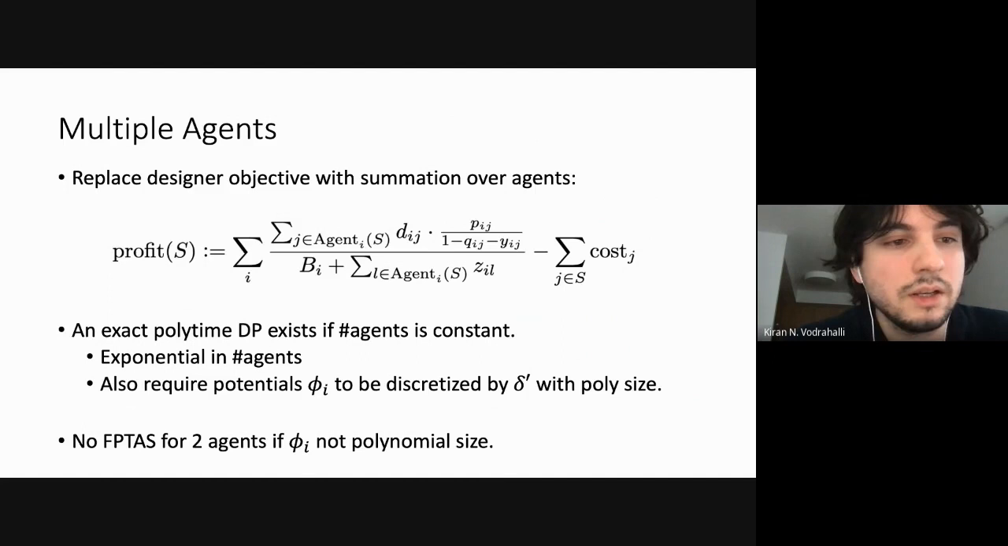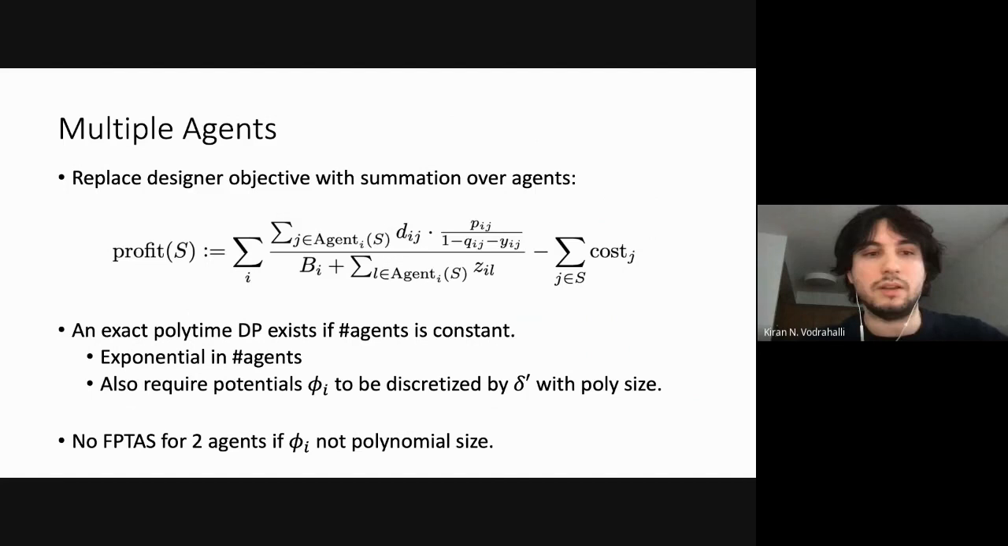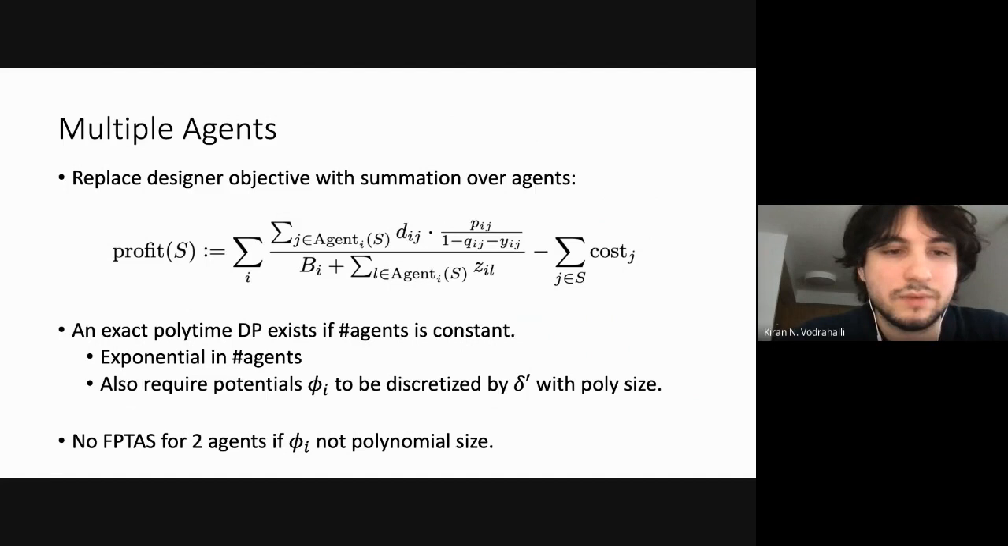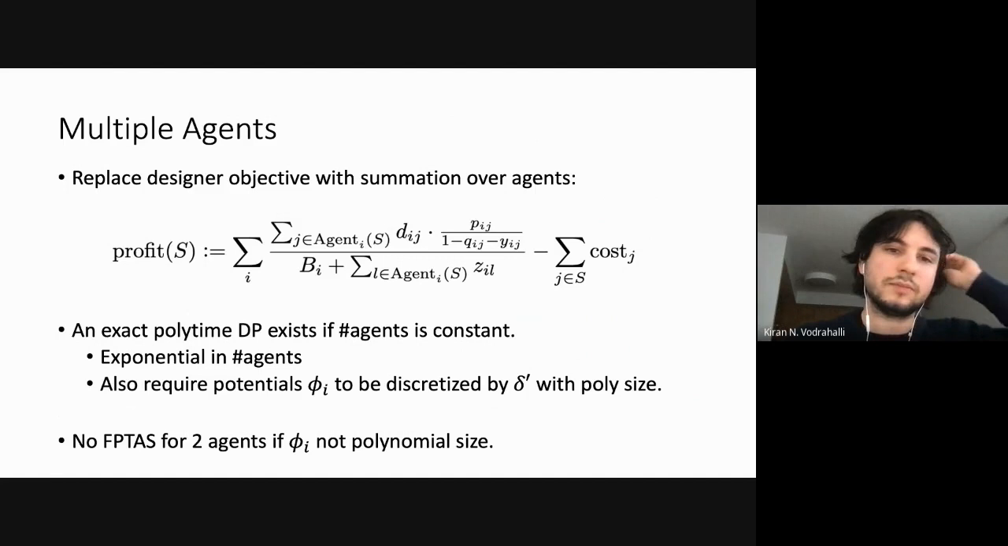Previously in the FPTAS, the whole trick was that we weren't going to put any bounds on the potential. If we require the potentials to be discretized, it turns out we can get an exact algorithm, although it's exponential in the number of agents. And this, it turns out, is kind of necessary to assume, because there is no FPTAS for two agents if the potentials are not polynomial size. So you kind of need this bound now.